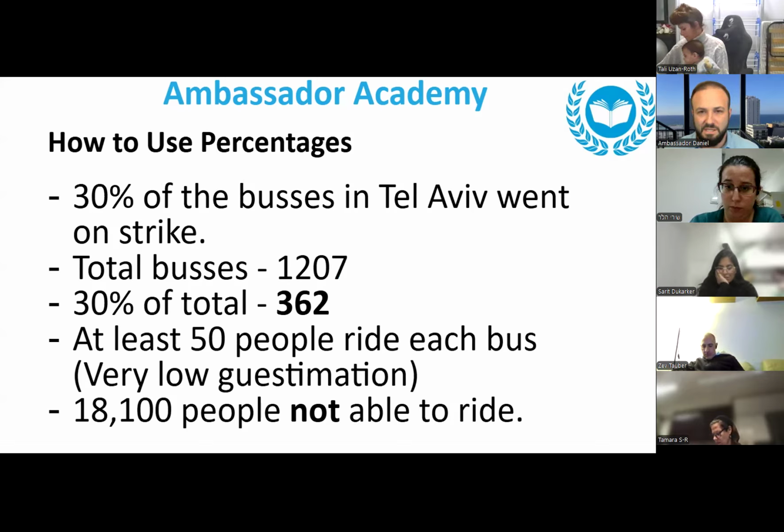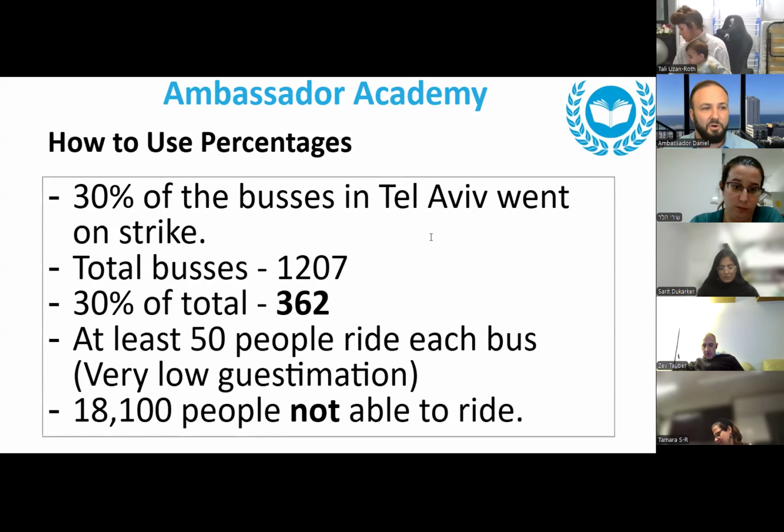Beautiful. Okay, so we see this now. Doing a little bit of math, and sometimes there's some digging. You can also even ask your AI assistant to give you an unround number that's somehow realistic. But there are a bunch of sources. Okay, we see here total buses 1,207, 30% is 362 that went on strike. 50 people ride on each bus. We're just giving a low guesstimation, getting on and off probably more. But if it's 50 people on each ride, that means 18,100 people are not able to ride if there's a strike.